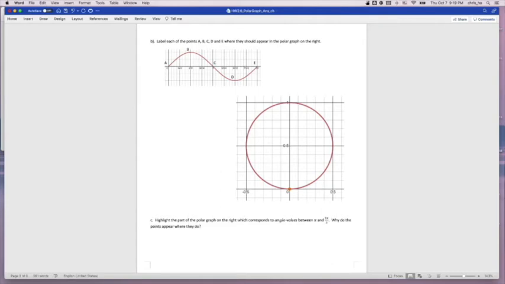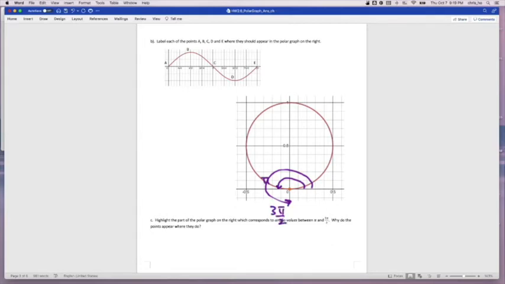Okay, and we can now look at answer C. Highlight the part of the polar graph which corresponds to angle values between pi and 3 pi over 2. So let's take a look at the angle first. The angle here would be pi, and the angle here would be 3 pi over 2.